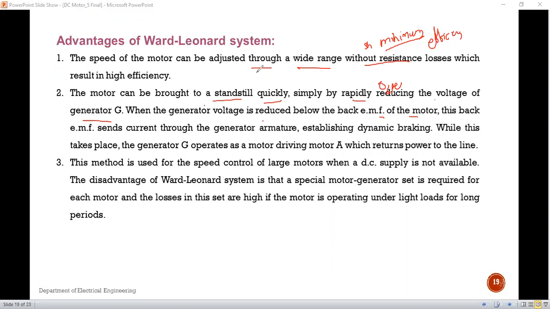Okay, ज्या वेळेस जनरेटरचं व्होल्टेज आपण रिड्यूस करतोय, and if this voltage it can be reduced below the back EMF of the motor, मोटरच्या back EMF च्या below गेलं, then the back EMF it will supply the current to that of generator, that is armature current to that of generator, and establish a dynamic braking. So this is the type of braking, that means applying a brake, so that the motor it will come at a standstill condition. While this takes place, the generator G operates as a motor driving motor A, which returns power to the line.